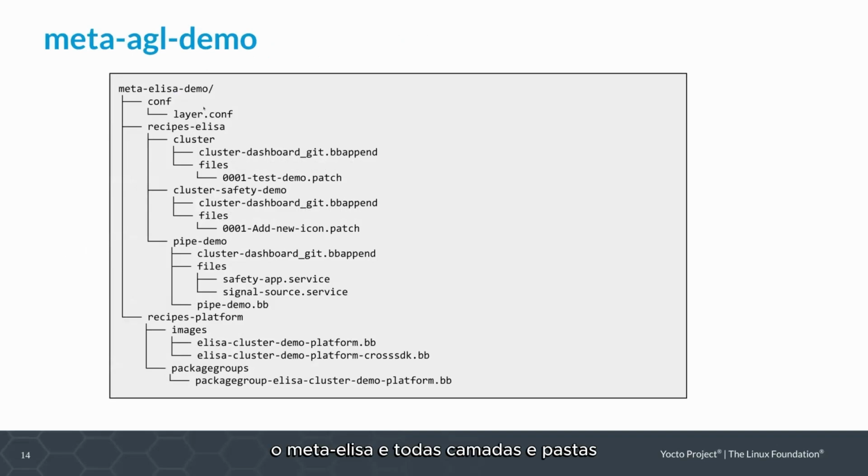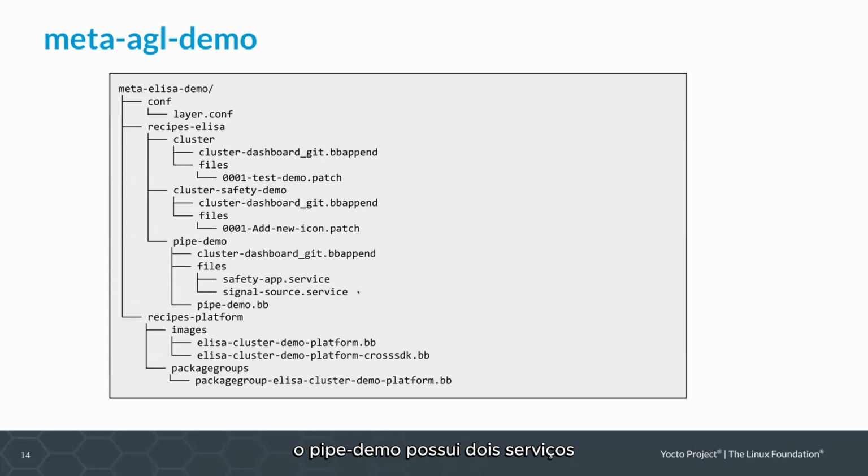So here I have meta-elisa, with all the layers and folders, and we can see that we have some appends for the dashboard cluster of AGL. We have this safety demo, which is also an append for the safety cluster of AGL. They add some icons, and it's a patch for icons and things to show in the example. And most importantly, we have this pipe demo recipe here.